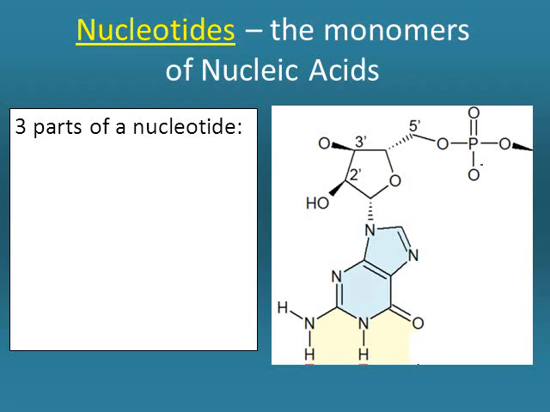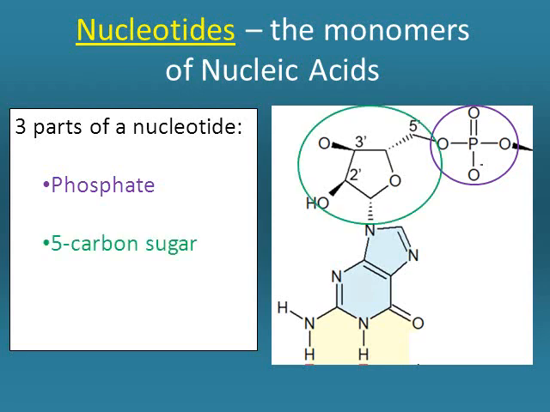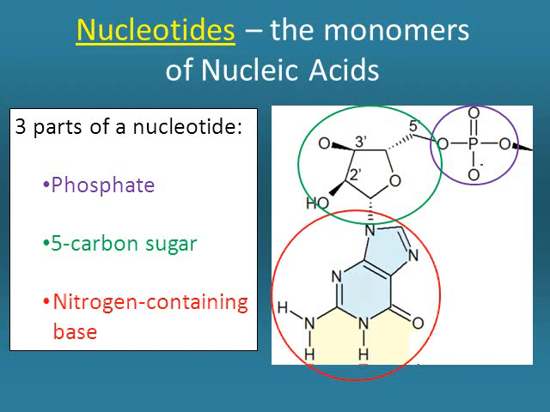So let's take a look at the monomer of nucleic acids, the nucleotide, and there are three general parts of a nucleotide to be familiar with. The first is a phosphate group. You see here a phosphorus atom surrounded by oxygens in the purple circle. Then there's a 5-carbon sugar, and chemists often number their carbons 1, 2, 3, 4, and 5 here. And finally, there's always a nitrogen-containing base. These three parts make up a single nucleotide, and these repeat over and over again.